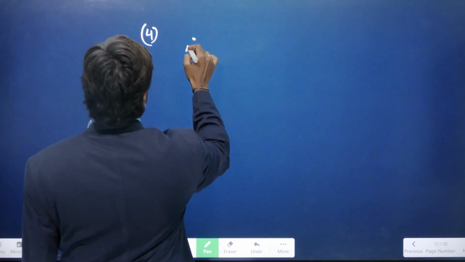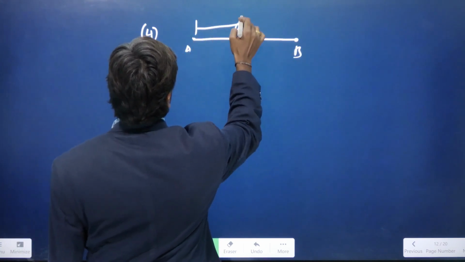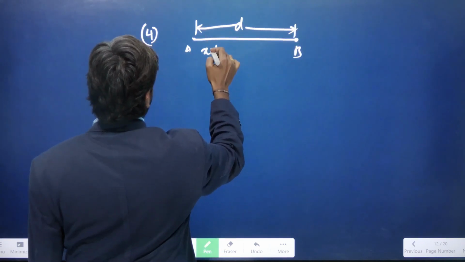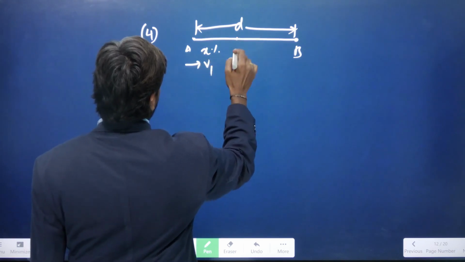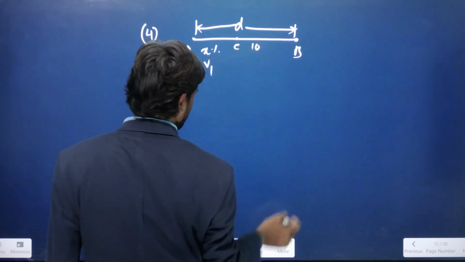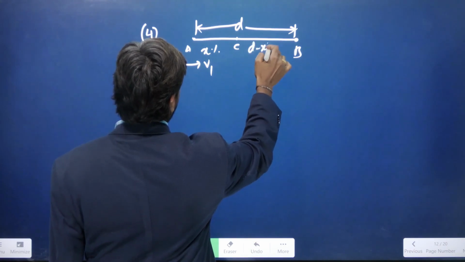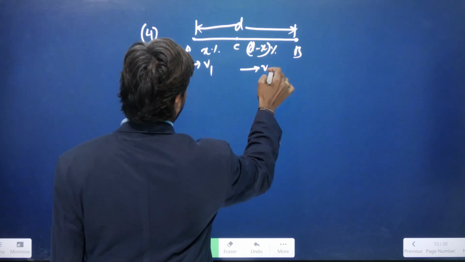If a body travels from A to B, the total distance from A to B is D, with the first x percentage of the distance at speed V1. And the remaining distance, how much will it be? It is D minus x percentage, and it is travelled with speed V2.